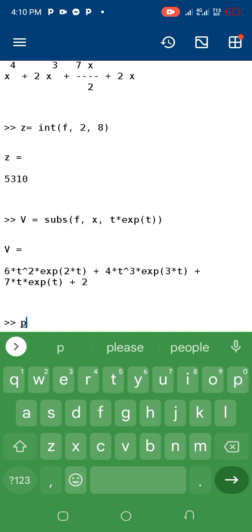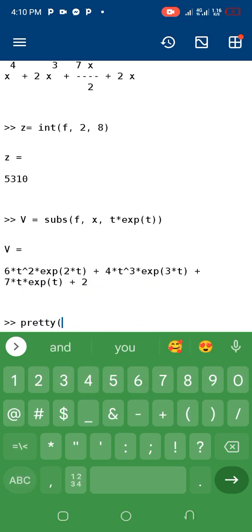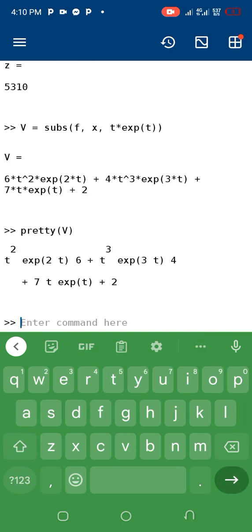So let's say pretty of v. See, it is t squared exponential 2t times 6 plus t cubed exponential 3t times 4 plus 7t exponential t plus 2. So that is, we have substituted in f, we have substituted in f x equal to t exponential of t.